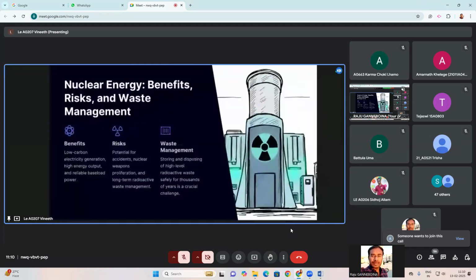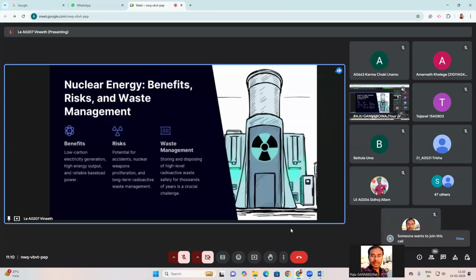Another one is nuclear energy. Nuclear energy is a growing energy source. The popularity of nuclear energy is growing very rapidly because of the benefits that it produces. In nuclear energy, there is no pollution, but there is a hazard of nuclear waste that has to be disposed of.